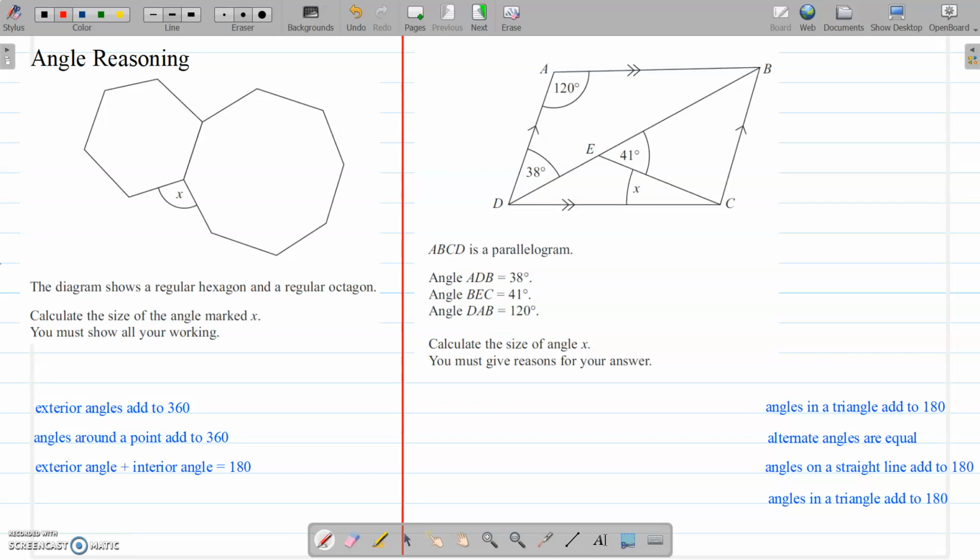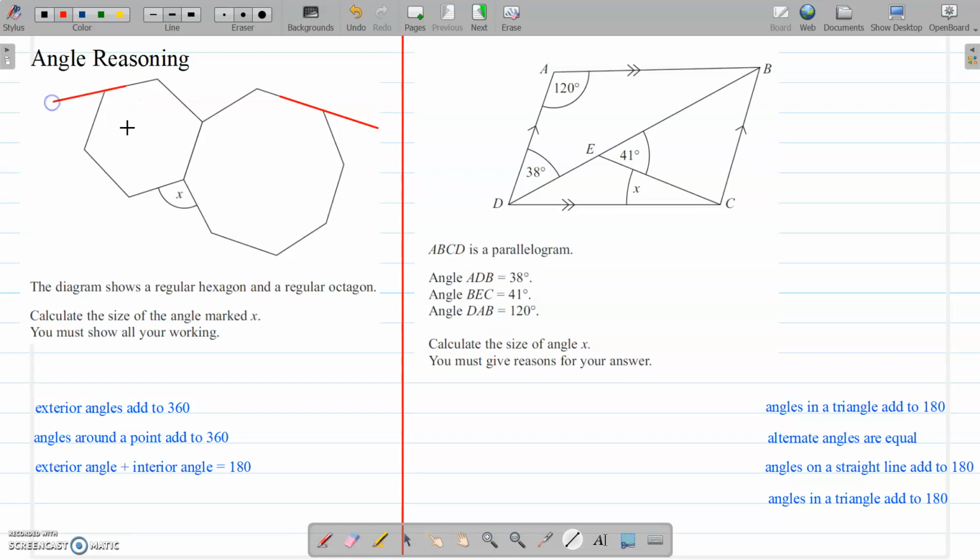Okay, we're going to look at the first question where we have a hexagon and an octagon joined together with an angle X as shown. All right, we've got to find what that is. So the best approach for this, or one approach because there are several, is to find the exterior angles first. Okay. It's really easy to work with the exterior angles.